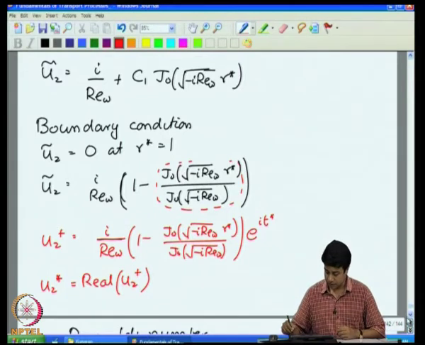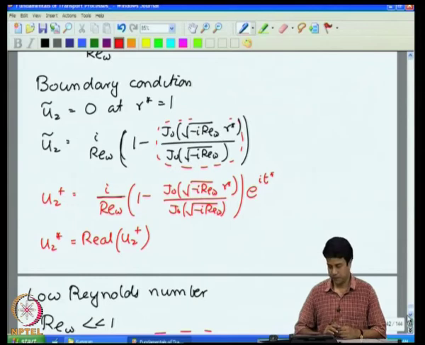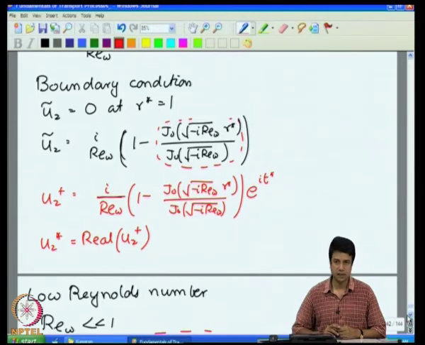And u z star is of course the real part of the complex velocity, and from that I can get the velocity variation as a function of time. Okay. So, this is the mathematical solution. It does not quite give us very much physical insight unless we actually plot it out and see how it looks.